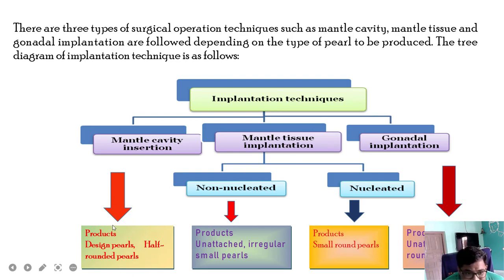When we use mantle cavity insertion, we have found the product is design pearl and there is no shape, means you can say the half rounded pearls are formed in this mantle cavity insertion. Whereas the mantle tissue, this non-nucleated and nucleated: in non-nucleated implantation, the unattached irregular small pearls are formed, whereas in nucleated implantation, the small and rounded pearls are formed. And if we do gonadal implantation, the product is unattached round pearls. Okay.